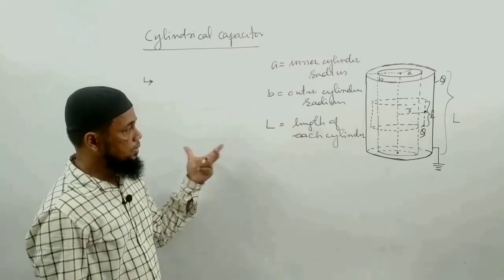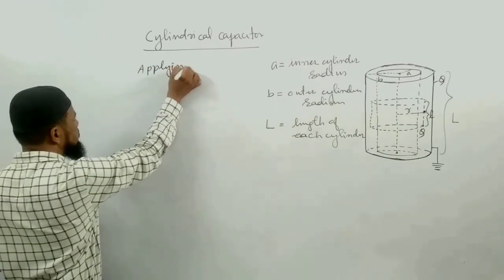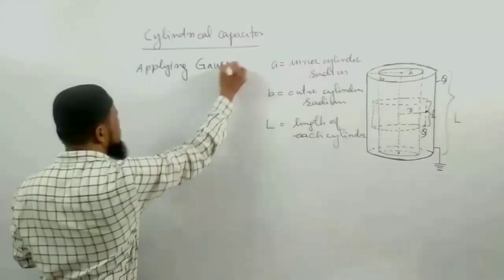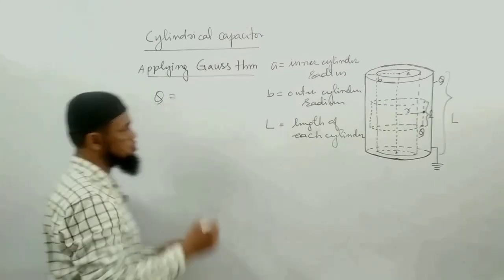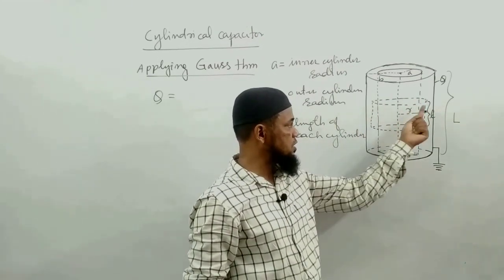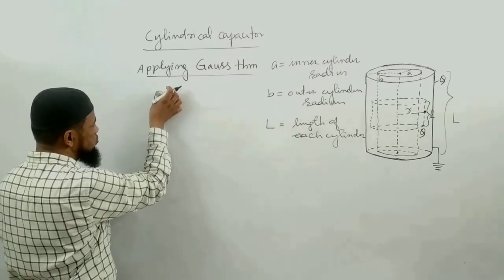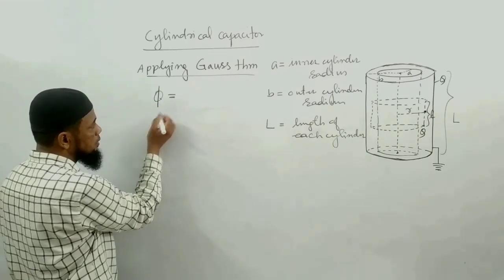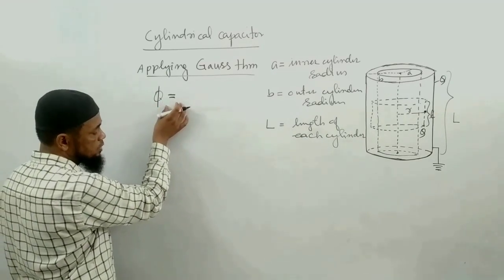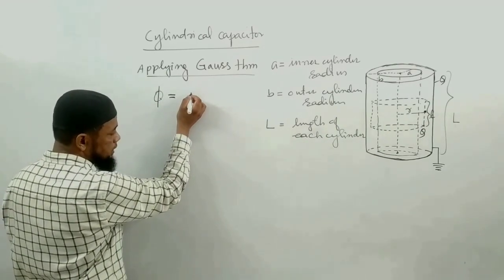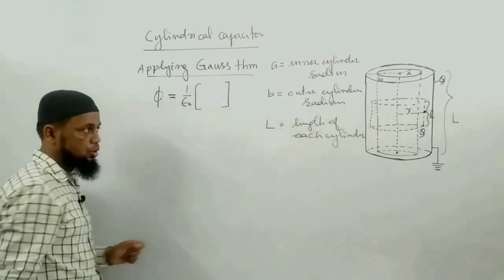Now that is the Gaussian surface. Let us apply Gauss's theorem. The flux associated with this Gaussian surface, phi, will become equal to 1 by epsilon naught times the total charge enclosed.